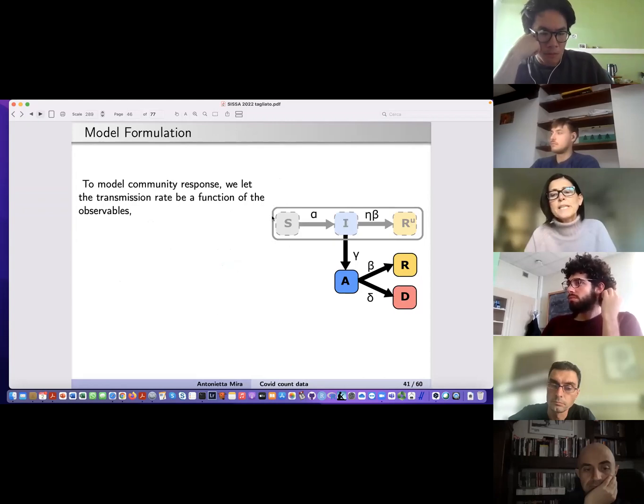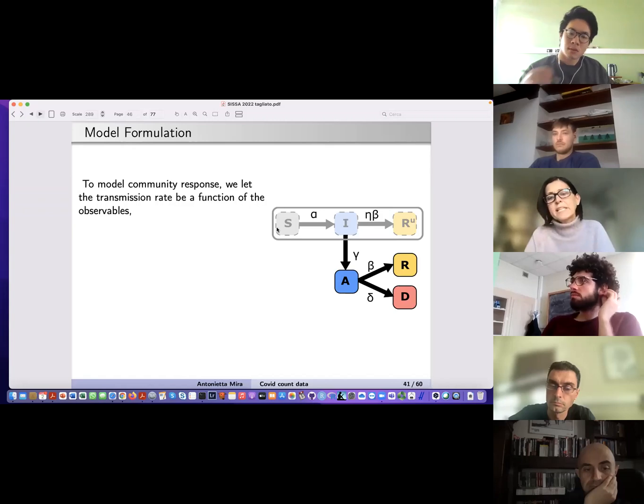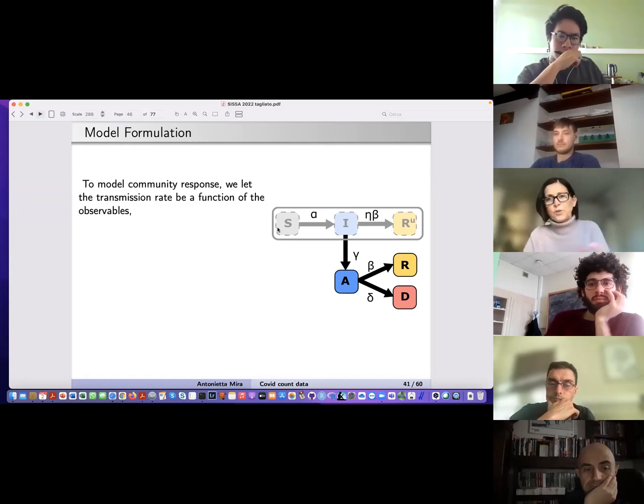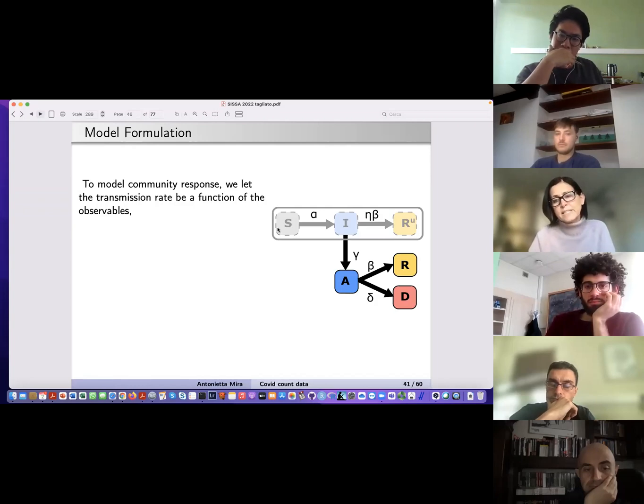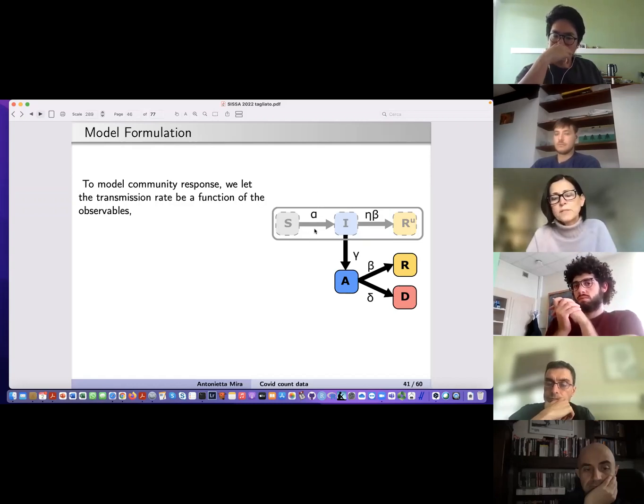So of the susceptible people, some get vaccinated. So there will be a vaccination rate. Of those vaccinated, some still get infected, and so on. So I would insert a category here of the vaccinated ones. And then you would have 3 extra parameters.